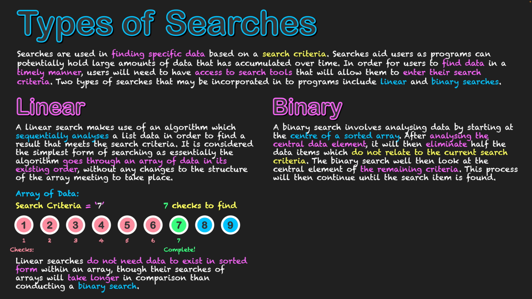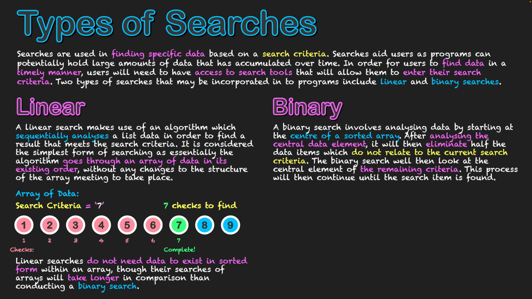A binary search involves analyzing data by starting at the center of a sorted array. Data must be sorted in this case because we're going to be comparing values, and based on our comparisons, eliminating areas where the data couldn't possibly exist. What happens is it gets to that central number and then it analyzes the central element in relation to the search criteria. It will then eliminate half the array's data because it does not fall into the area where the search criteria could be based on where the search currently is. Items that do not relate to the current search criteria will be eliminated from the search.